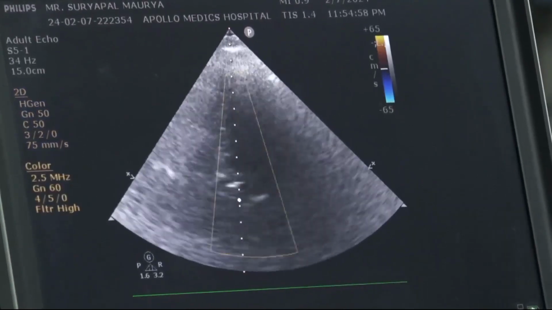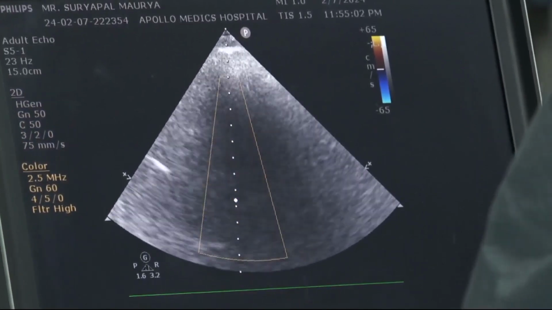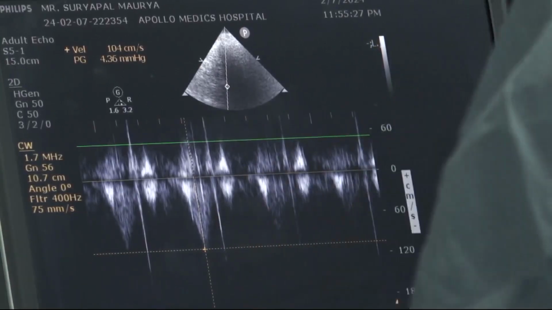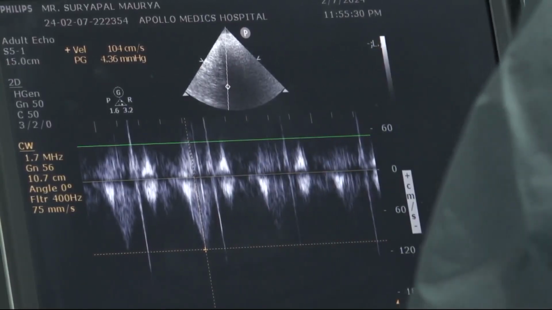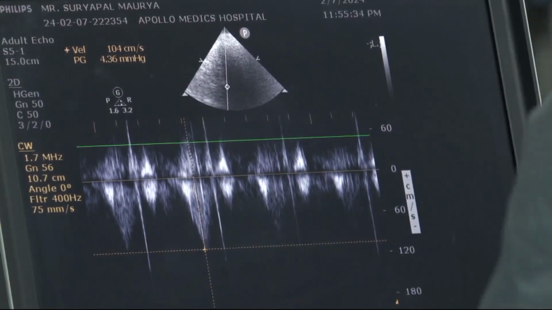Apical five chamber view. There is no regurgitation. Yes. Maximum gradient is 4 mmHg. That's good. The velocity is 1.04 and the mean gradient is 4.36. I think we are good.